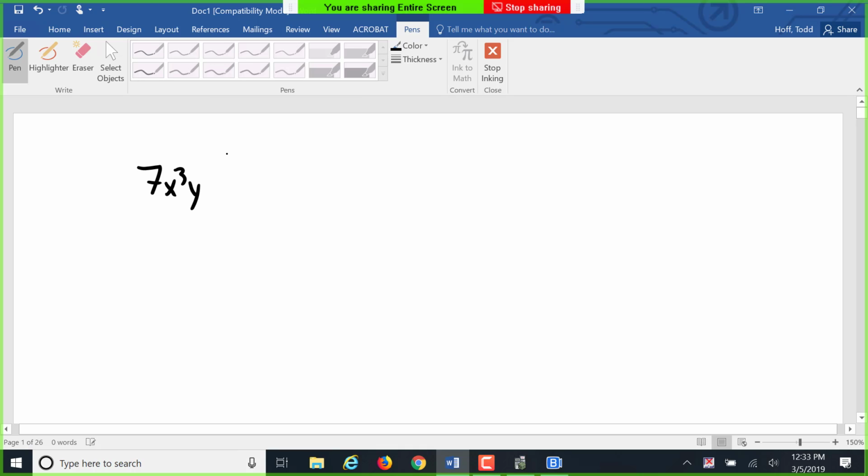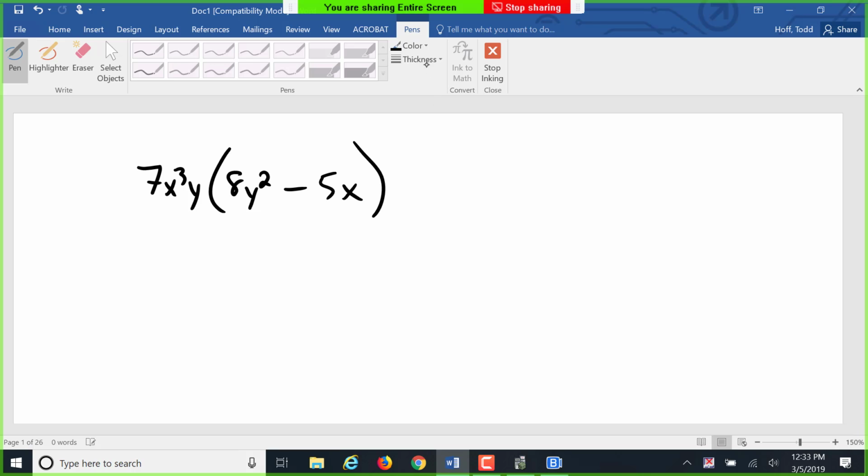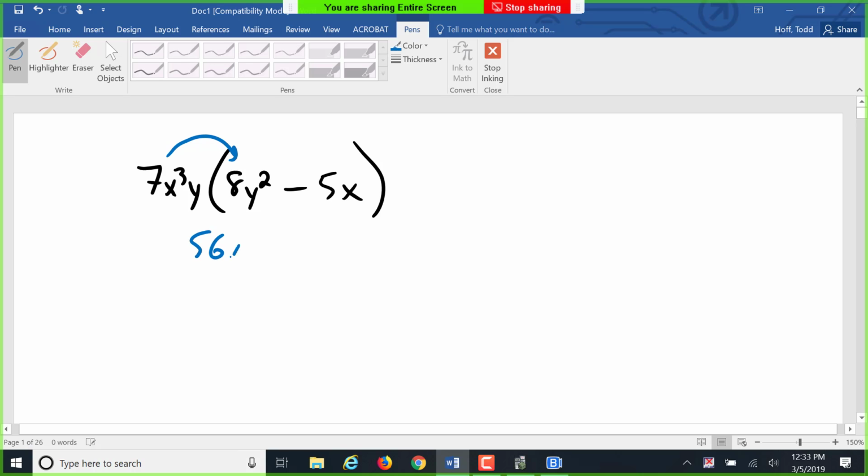7x to the third y times 8y squared minus 5x. And when we multiplied that out, of course, we distributed. 7x to the third y times 8y squared is going to give us what? 56x to the third y to the third. Good. We multiply the count. 7 times 8 is 56, and then we multiply each name separately. X to the third has nothing to multiply, so it stays x to the third. Y times y squared is y to the third.